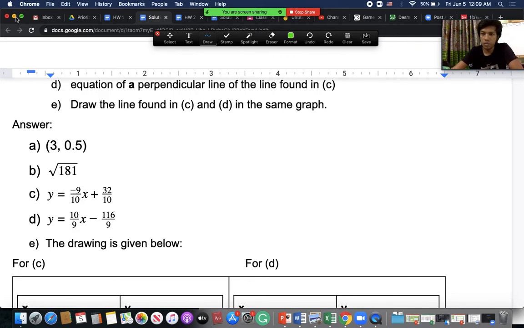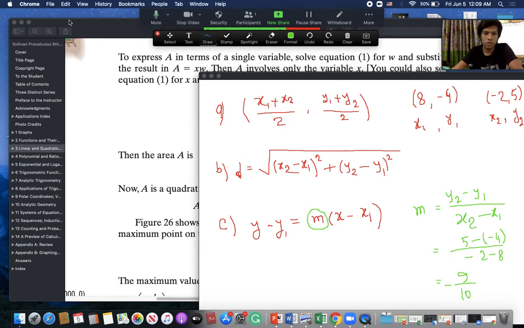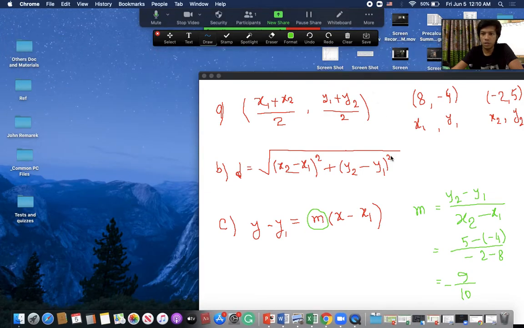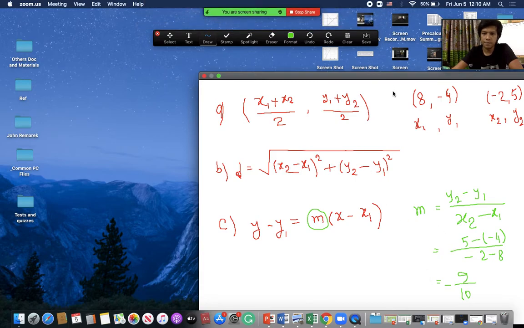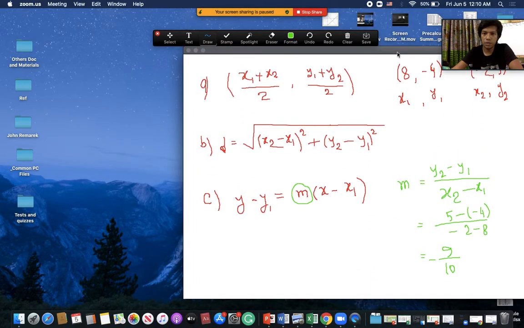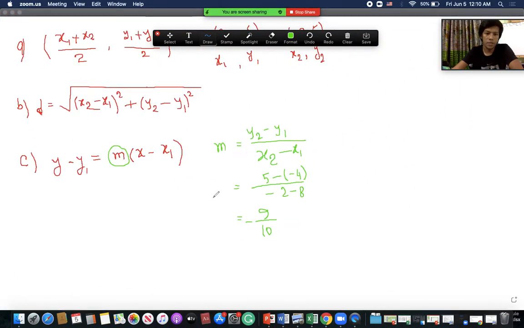So here is my board. Let's keep it here. So we have the board here. So minus 9 divided by 10. And the next math is we have to find out the perpendicular line.